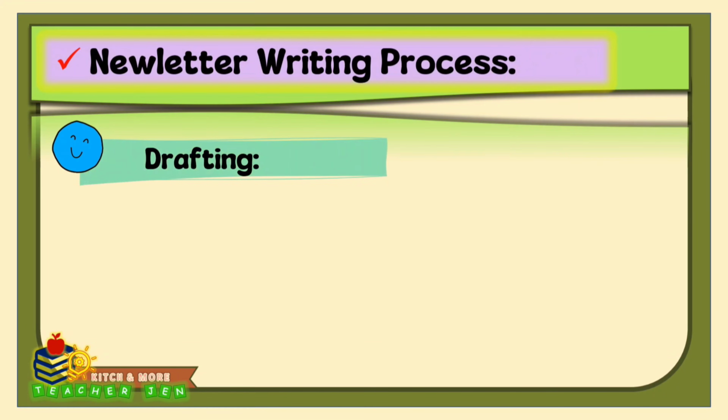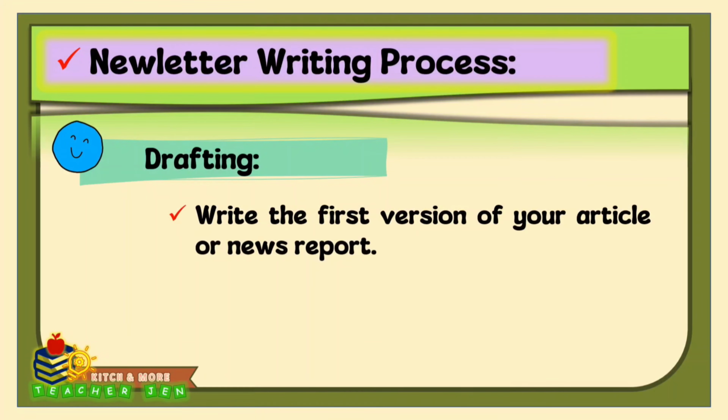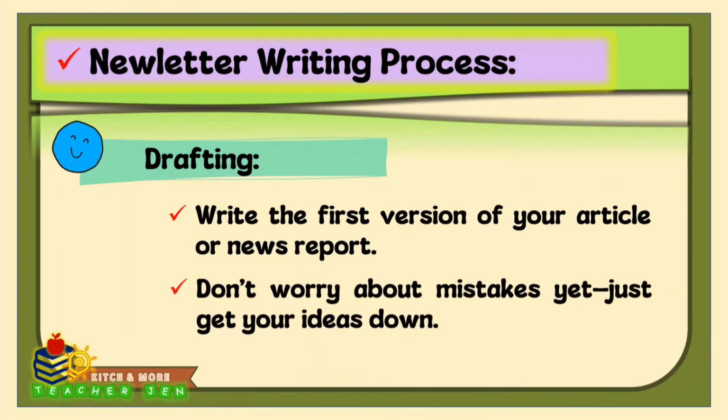Now, drafting is the stage where you write the first version of your article or news report. Focus on getting your ideas down on paper without worrying too much about grammar or mistakes. It's writing from the heart. This allows you to organize your thoughts and create a rough structure for your content. You can always revise and improve later, so the key is to start writing.